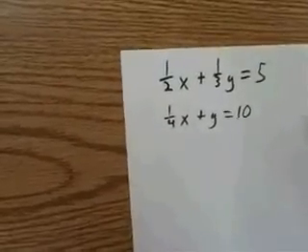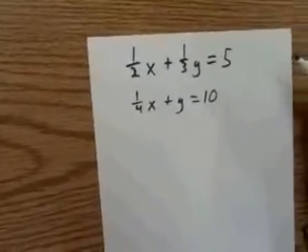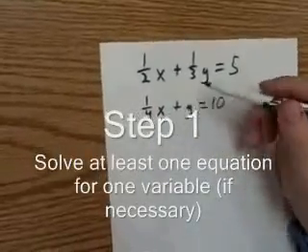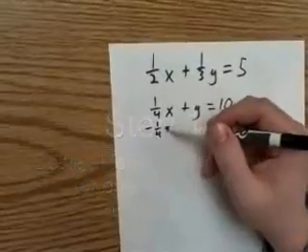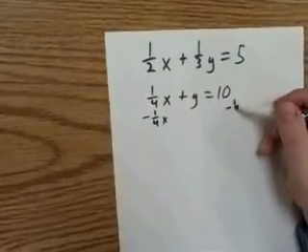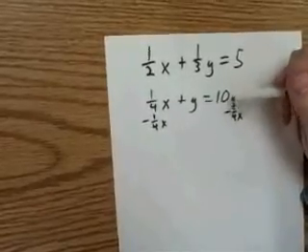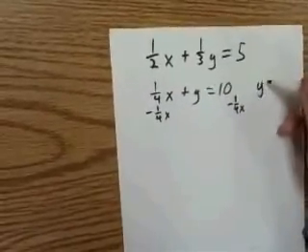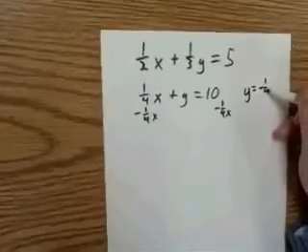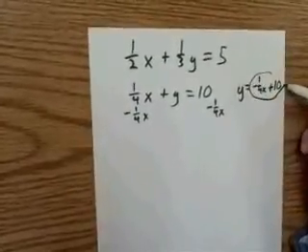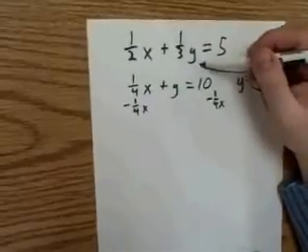Step number 1, we're still going to solve one equation for a variable. I'm going to choose this one, and I'm going to choose y. It's already by itself. I subtract 1/4 x from both sides. Now I'm going to rewrite this in the other order. So this is going to be y is equal to a negative 1/4 x plus 10. Now I'm going to take this, and I would put it right in here for y.